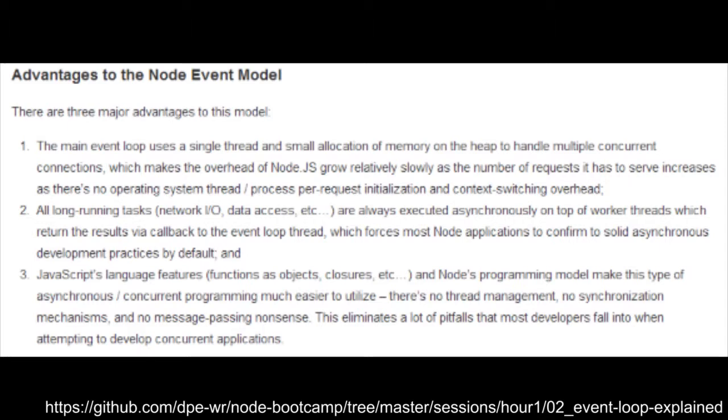to pass functions around its objects, for example, or having closures. This works really well with Node's programming model, so that it's easier to manage. So you don't have to manage different threads. You can spin off different executions of different functions and come back. So that eliminates a lot of the pitfalls, for example, that you might fall into when you're developing a concurrent application.